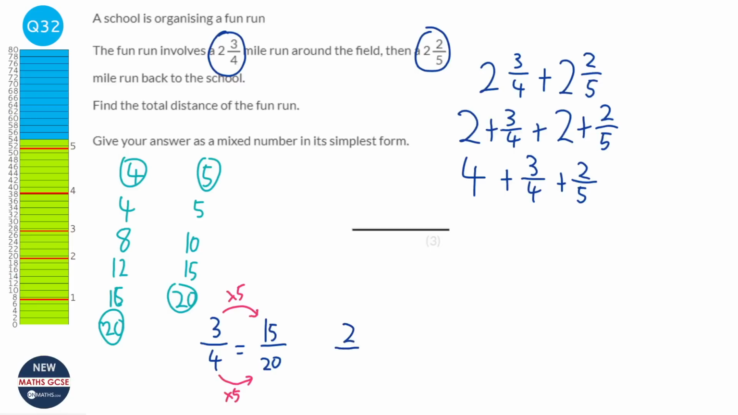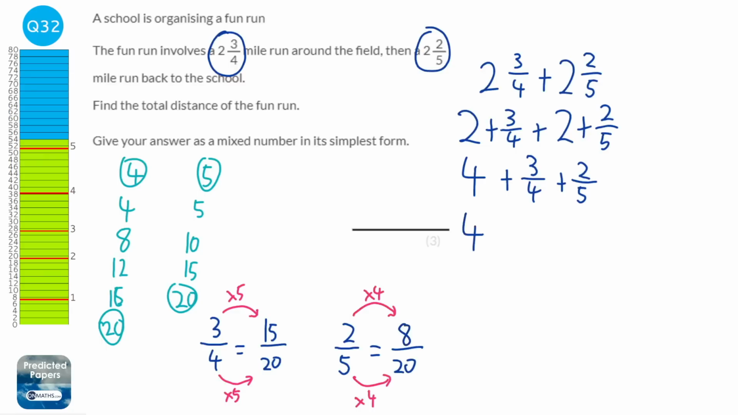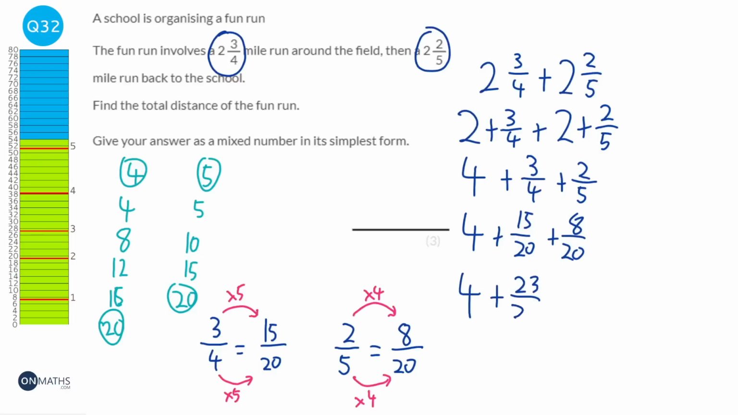And for 2/5, we'll get that bottom to 20, so we times that by 4. And so we've got to times the top by 4 as well, to make it 8. So it's going to be 15 over 20 plus 8 over 20. So we need to add the numerators. So it would be 15 plus 8, which is going to be 23 over 20.